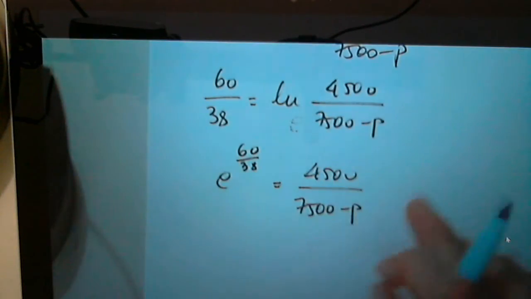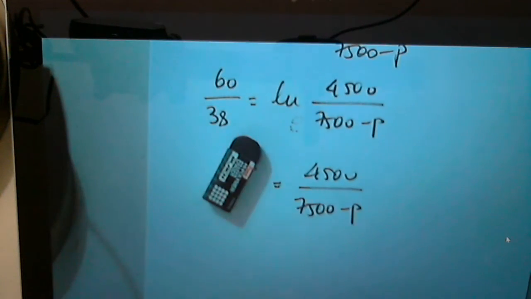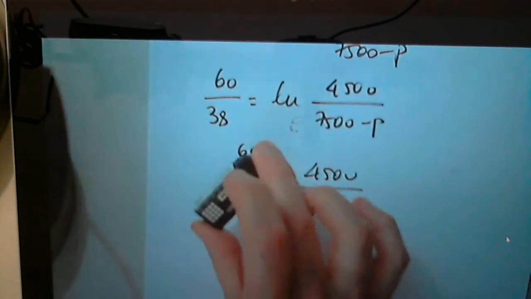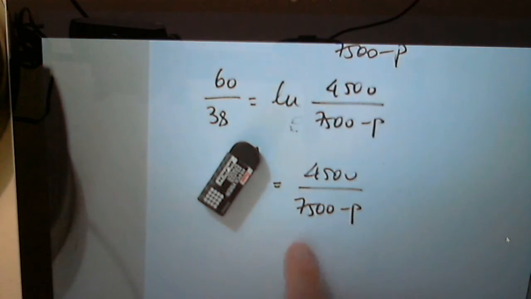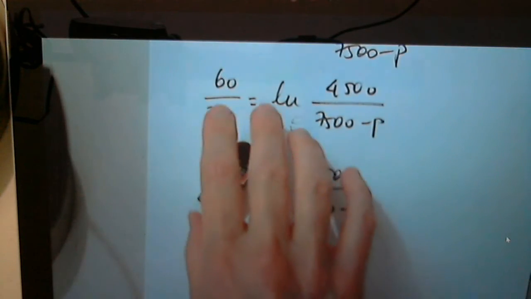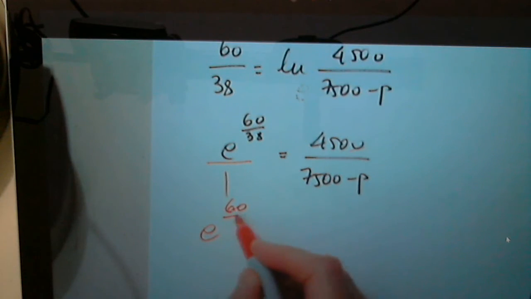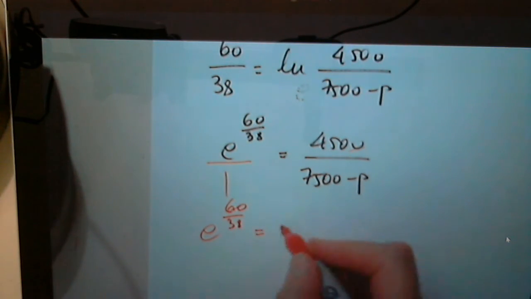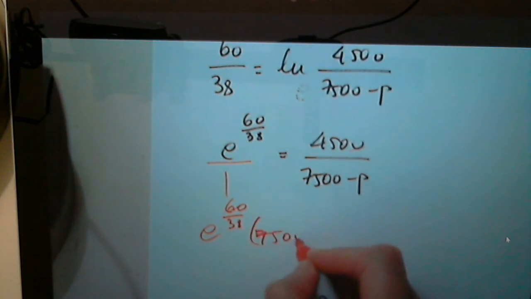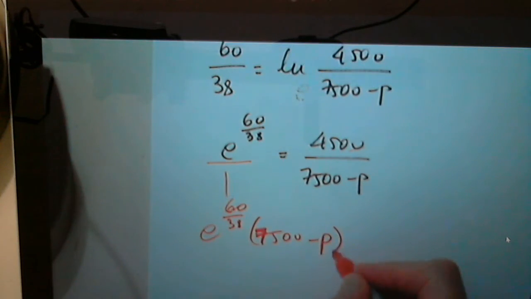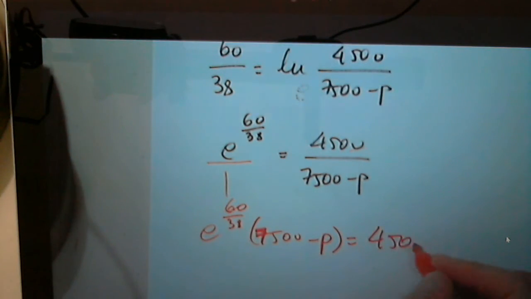This is just a number. Forget about it. Just a simple number. I know it's bothering us the way it looks, but it's just a number. How do I solve this equation next? Multiply both sides by 7,500 minus p. Excellent. Or cross multiply. Exactly. So e to 60 over 38 times 7,500 minus p equals 4,500.